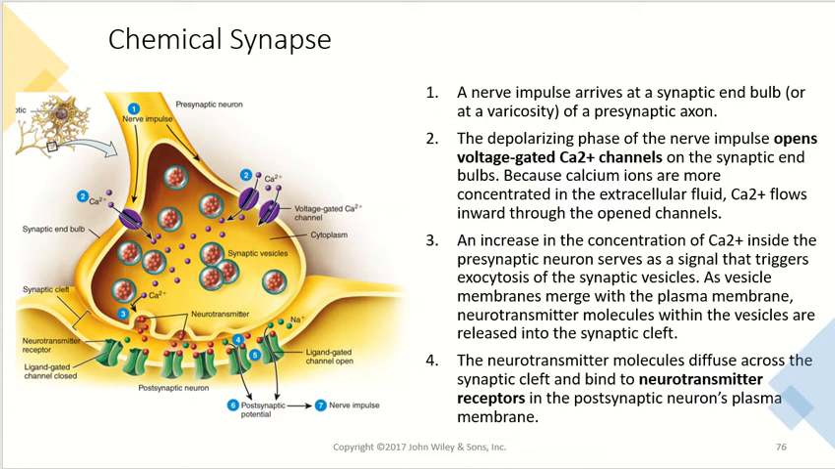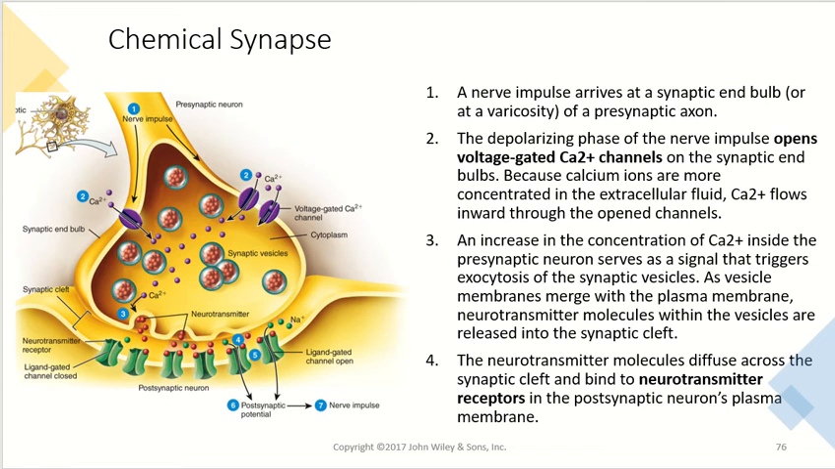So let's look at the steps that are involved in signal transduction across a chemical synapse. So first, a nerve impulse is going to arrive at the synaptic end bulb of our presynaptic axon, which is this guy up here. So our second step is then going to be the depolarizing phase of the nerve impulse is going to result in the opening of voltage-gated calcium channels on the synaptic end bulb. And because calcium ions are more concentrated in the extracellular fluid, those calcium ions are going to flow inward through those open channels into that neuron.